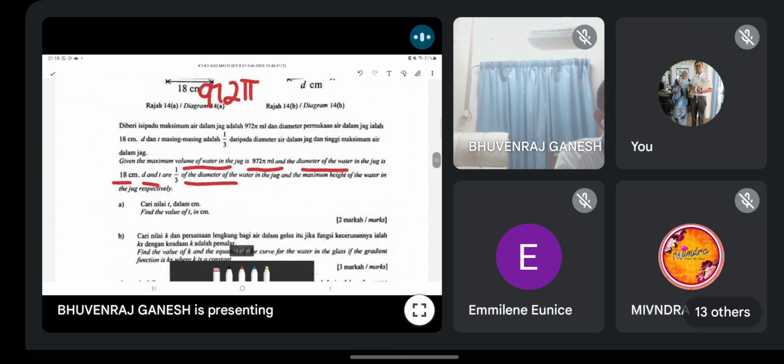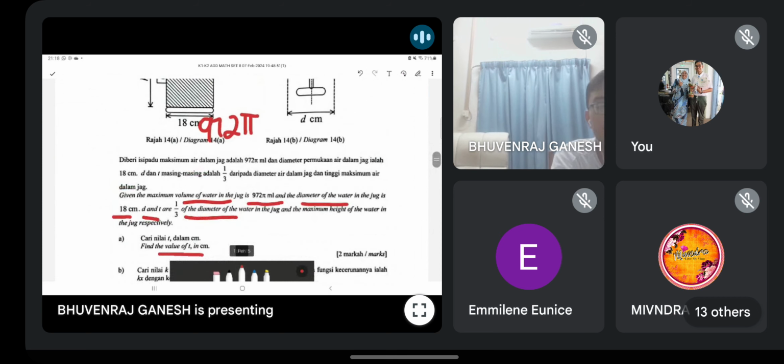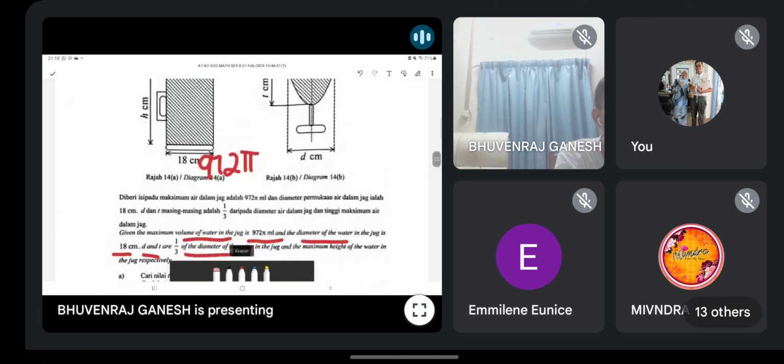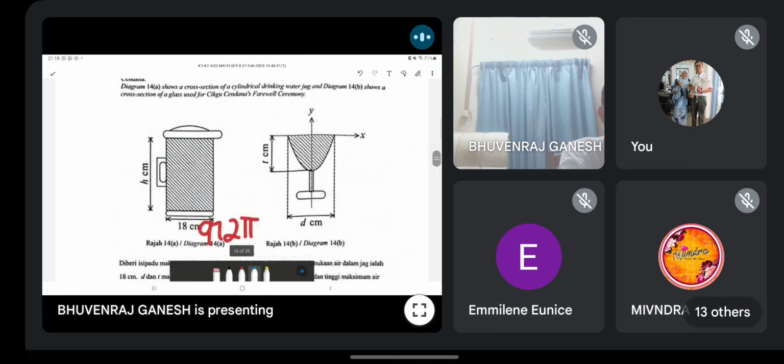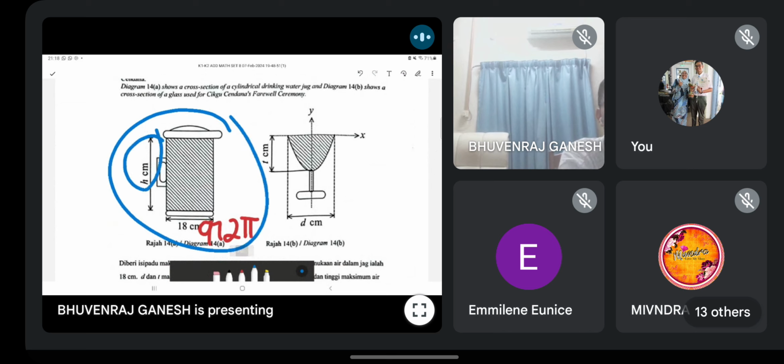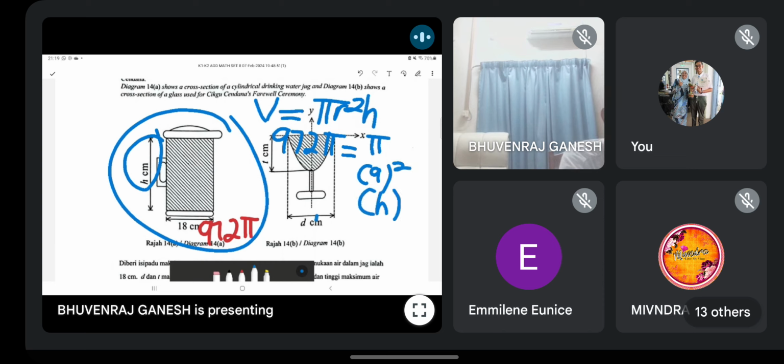So now, first of all, they suruh cari nilai T. So how to get the T? First of all, you must count the volume for this. Okay, sorry, count the height. Okay, cari ketinggian yang ni. So V equal to pi R square H. Correct? So 972 pi equal to pi. Radius 9, jangan letak 18. 18 is the diameter. H. So if you selesaikan, you will get H equal to 12.